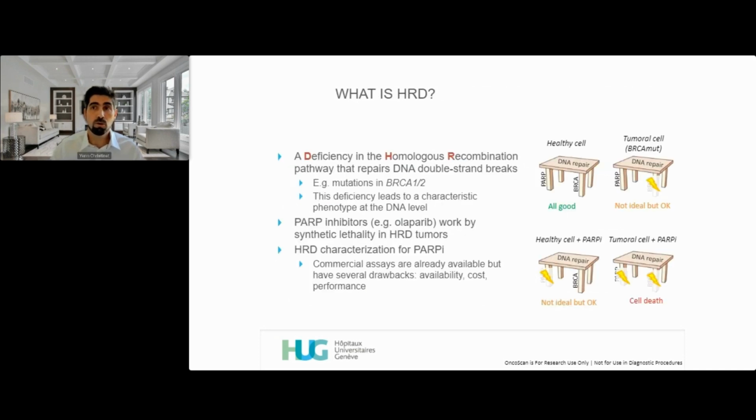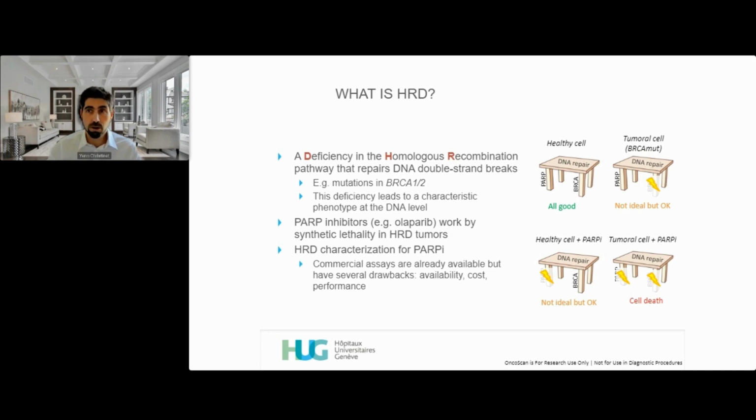Now, I told you we can use HRD. So what is HRD? HRD is a deficiency in the homologous recombination pathway. And that's the pathway that repairs the DNA double-strand breaks. This pathway is most well known because it contains the genes BRCA1 and BRCA2. Maybe you heard about the Angelina Jolie effect. And what is quite interesting is that if you have a defect in this pathway, then it leads to a characteristic phenotype, which we call genomic scars. Because if you don't have this pathway, the DNA is repaired in a specific manner, and we can see that in the whole genome.